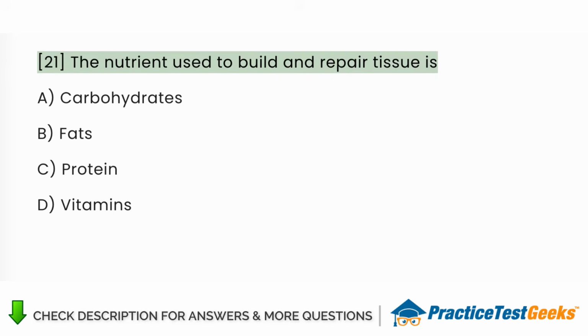The nutrient used to build and repair tissue is A. Carbohydrates. B. Fats. C. Protein. D. Vitamins.